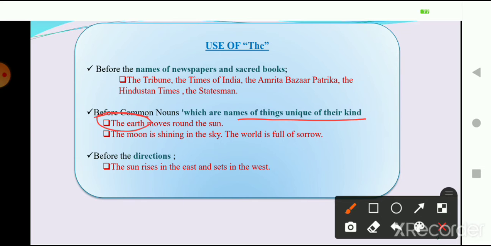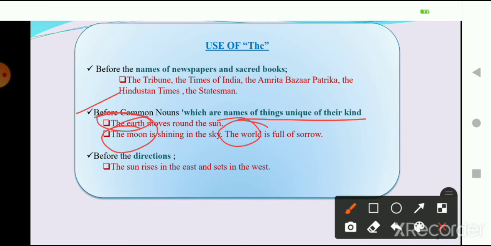Similarly, the moon is shining in the sky. So the moon is also a definite thing, right? The world is full of sorrows. So in these you can see that when the common nouns we are using are names of things unique of their kind, then we use the article the before those common nouns.